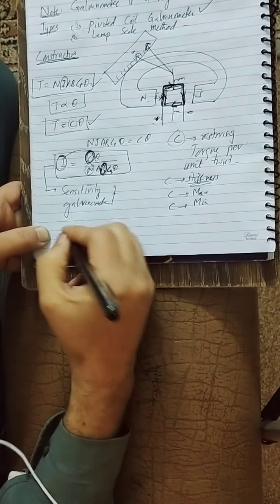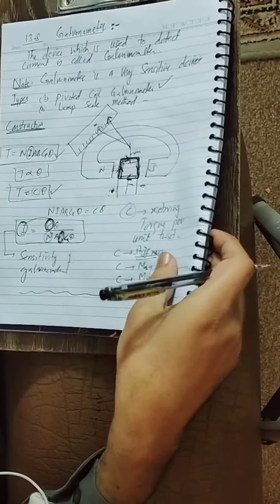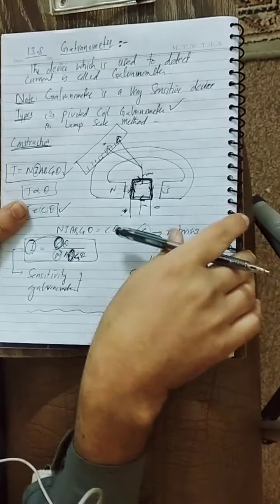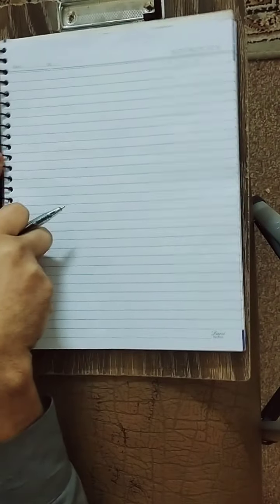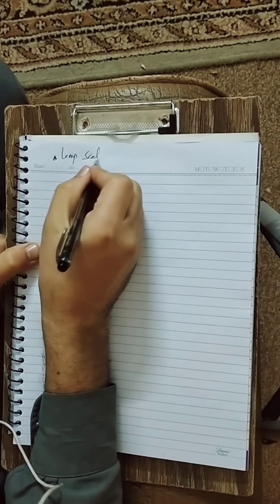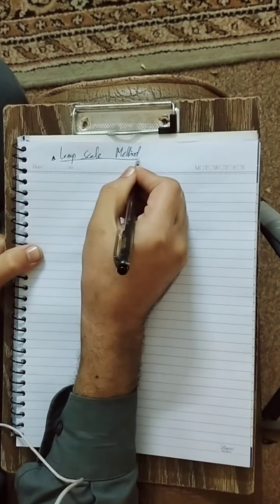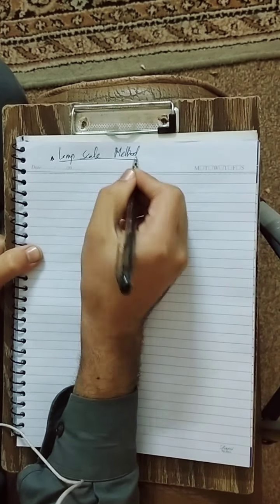So this is the pivoted coil galvanometer. We have already discussed it. Now another type of galvanometer is the lamp scale method. In this galvanometer there is no needle, so the deflection it shows is because of light only.